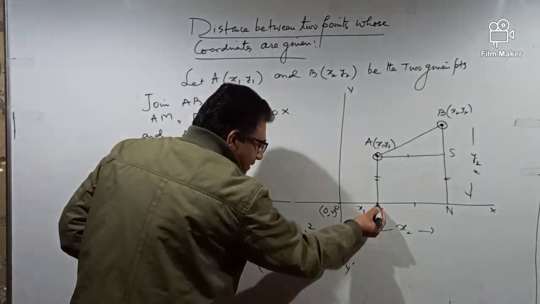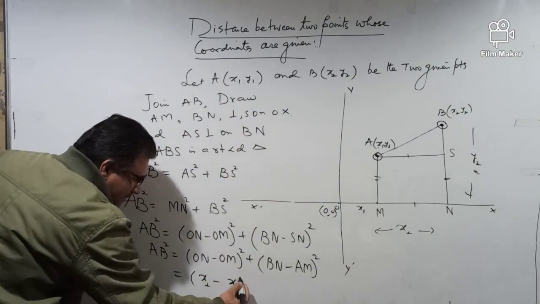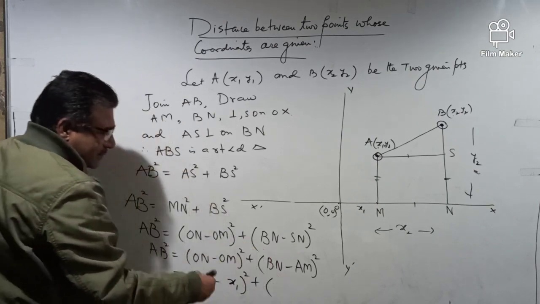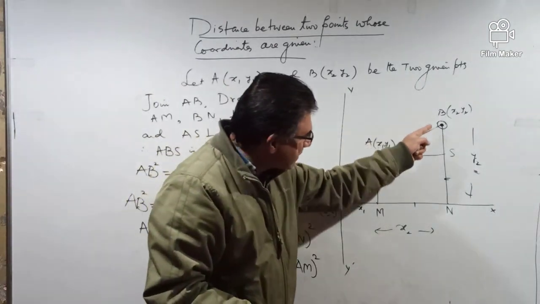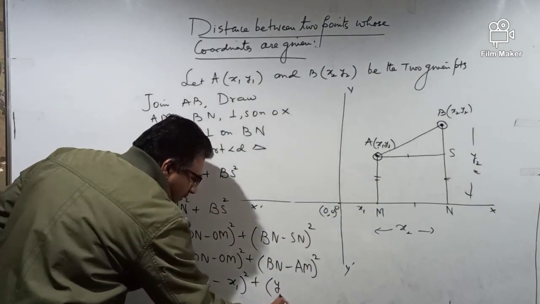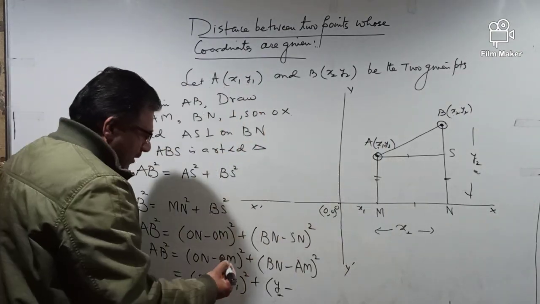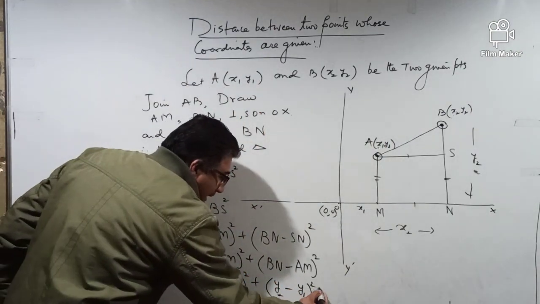That means हम यहाँ से यहाँ तक x1 चले हैं और यहाँ से ऊपर y1 गए हैं. So हम लिखेंगे यहाँ पर x1 का whole square. Then plus BN. BN is this distance. So this distance is y2. So instead of this distance I can write y2 minus then AM. AM is this distance, I can write y1 because height is always represented by y.